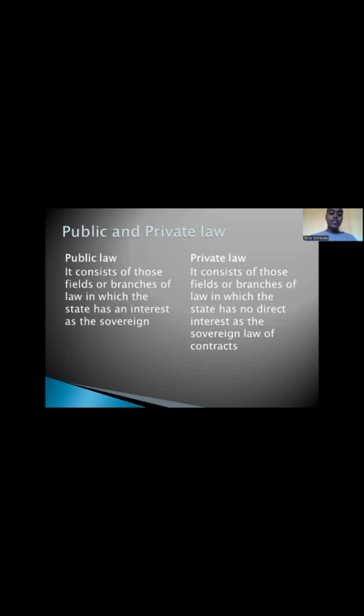Public and private is another classification of law. Public law simply consists of those fields or branches of law in which the state has an interest as the sovereign. Whereas private law consists of those fields or branches of law in which the state has no direct interest as the sovereign, for example the law of contract.